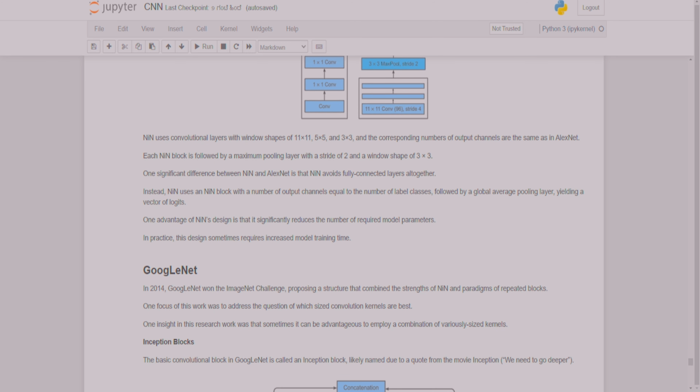To be precise, the following are the convolutional window sizes: 11x11, 5x5, and 3x3. Maybe they use this from AlexNet, same as AlexNet, right? Each NIN block is followed by a pooling. Between two NIN blocks you have a maximum pooling, right? And NIN avoids the fully connected layer at the end.